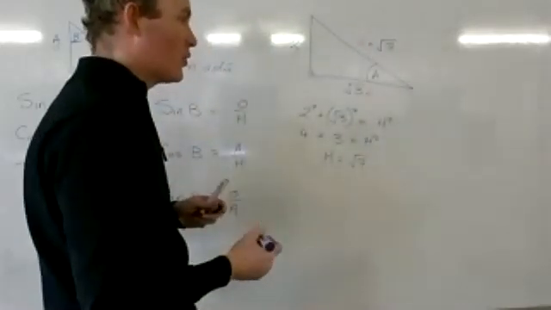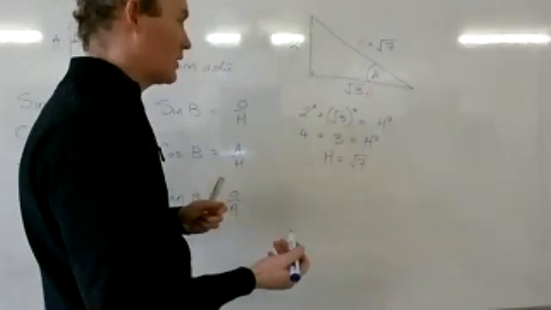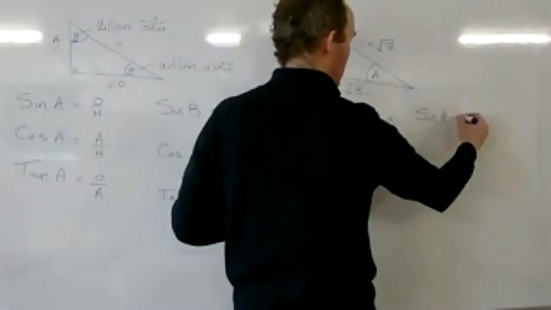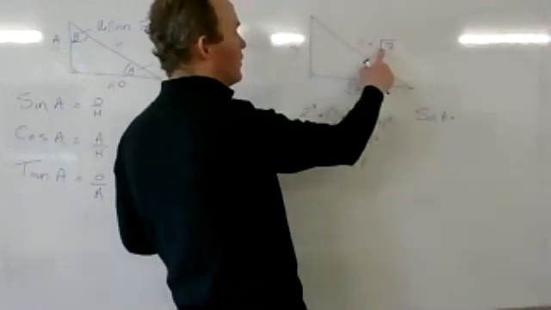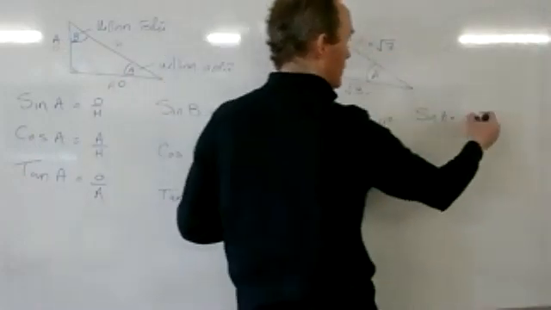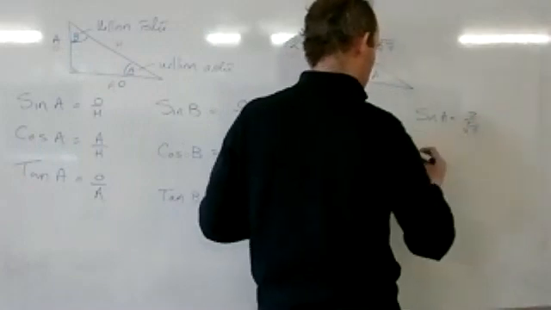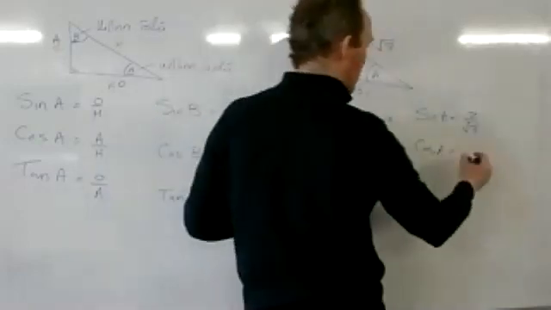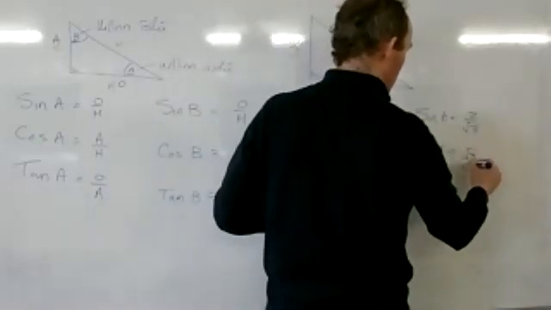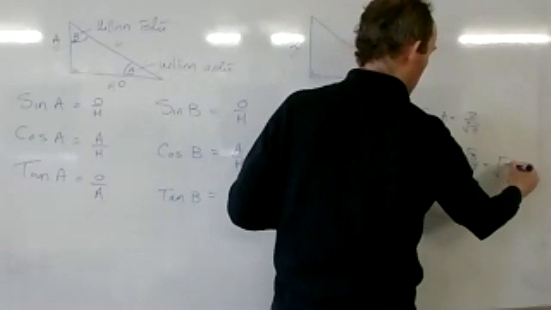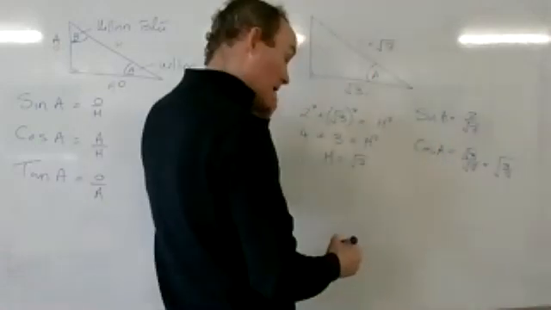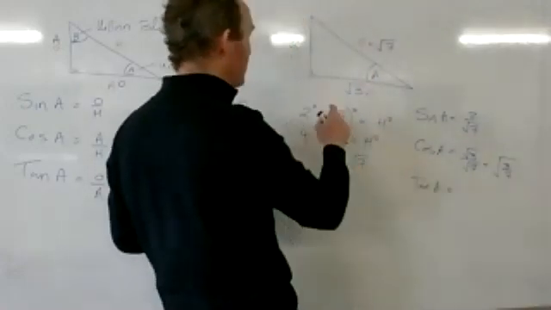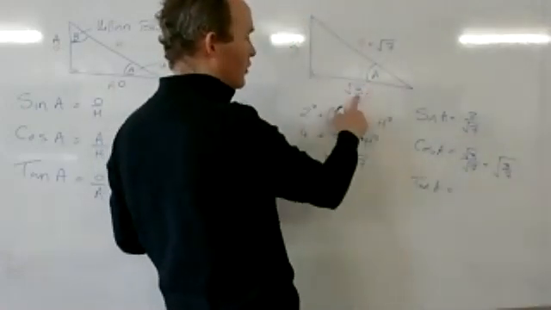So testing for sine, sin A is opposite over hypotenuse, so it's 1 over square root 4. Testing for cos, cos A is adjacent over hypotenuse, so it's square root 3 over square root 4. Then tan A is opposite over adjacent, so it's 1 over square root 3.